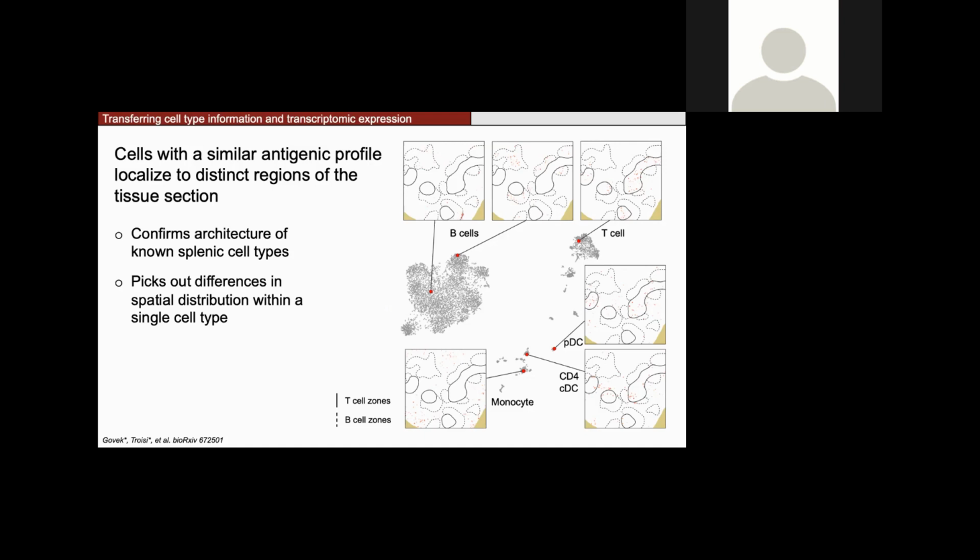So the T cells show up in the T cell zones, along with most of the dendritic cells. CD4 dendritic cells show up in the bridging channels between the T cell zones and the red pulp, which is known, but is a fairly recent discovery. Monocytes show up in the red pulp, as we would expect, and then the B2 cells localize in the B cell zones. But we see a few different localization patterns within the B2 cell cluster.